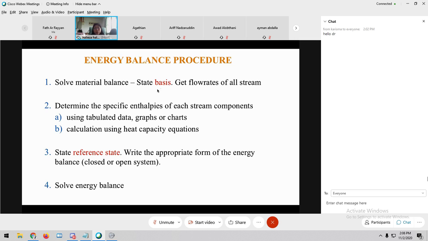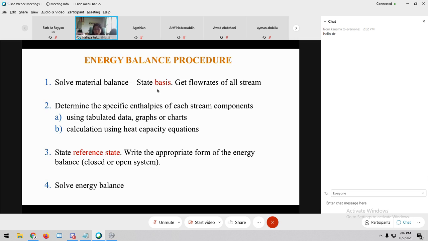Okay? Once you have assumed a basis, or you get a basis, then draw your block diagram. You need to draw your block diagram and label whatever information is given. Whatever is not given, then give it a symbol. Normally for mole fraction, for example, you will use X or Y, and for flow rate, maybe you just use any capital letter. If it's liquid, for example, you use L. If it's gas, maybe you use G. You can assign any nomenclature that you prefer.